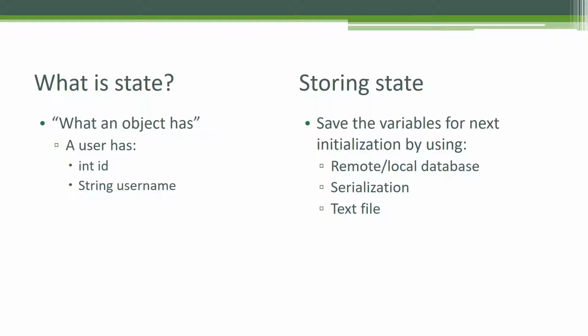then retrieving that. So there's three main ways that we can store state, which is remote and local databases, serialization, and text file. We're going to only deal with text file today. We might deal with serialization in a later lesson.